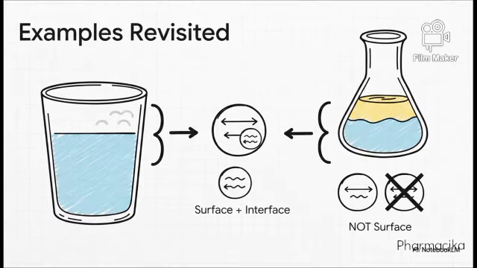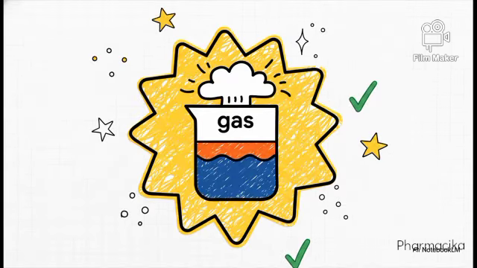And if we look back at our examples, this just clicks into place. The water meeting the air, that's a surface. And because it's a boundary, it's also an interface. But the oil meeting the water, that's only an interface. Why? Because there's no gas involved. See the difference?